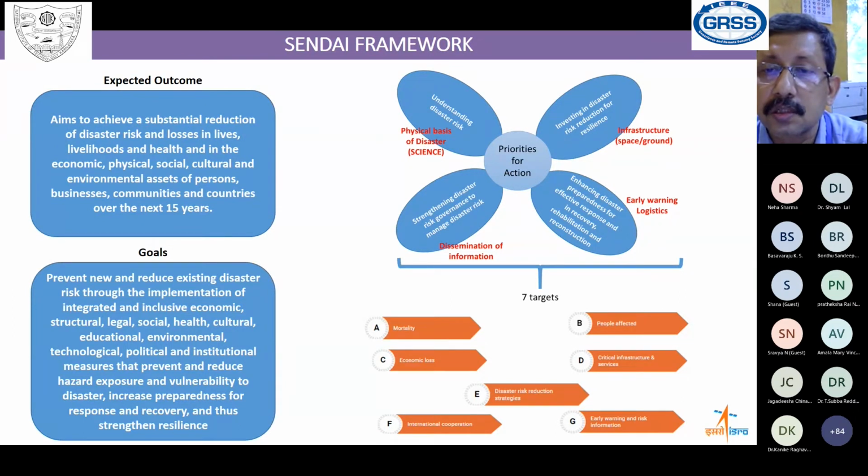Third was to strengthen the disaster risk governance to manage disaster risk. So when we talk about governance, it's basically timely dissemination of information. So this information about the disasters, the extent of the disasters, where and how much, all of this had to be disseminated in real time to the decision makers to have a better governance for managing the disaster risk.